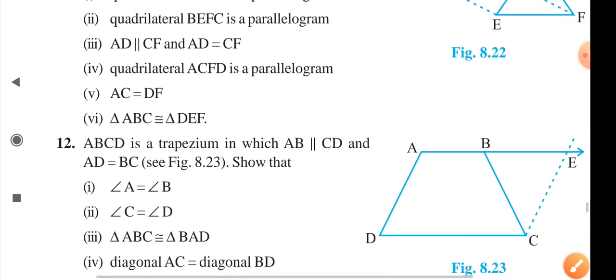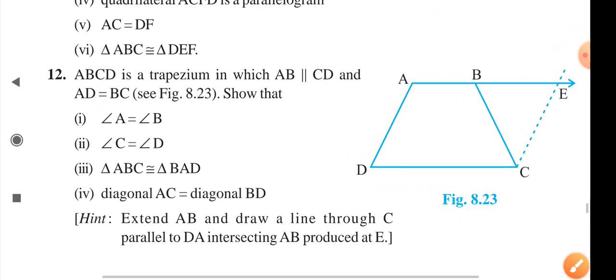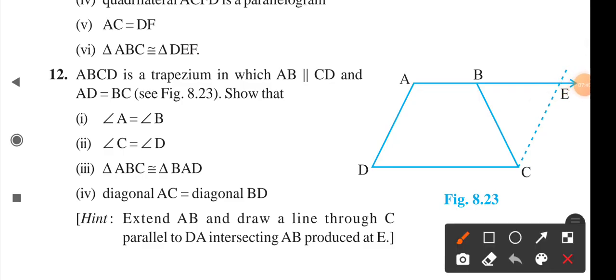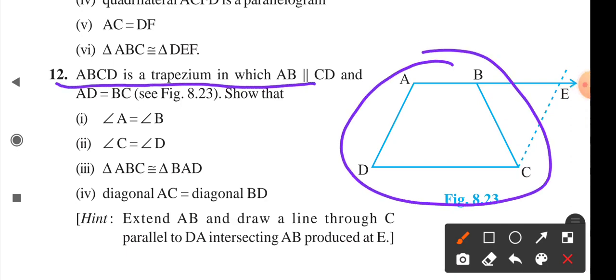Now moving to question number 12. This is a very important question of this exercise. See, I am going to read the question. In this question, you can see that ABCD is a trapezium, and you should know the property of a trapezium, that one pair of opposite sides will be parallel. That means AB is parallel to CD, though it is already given in the question.